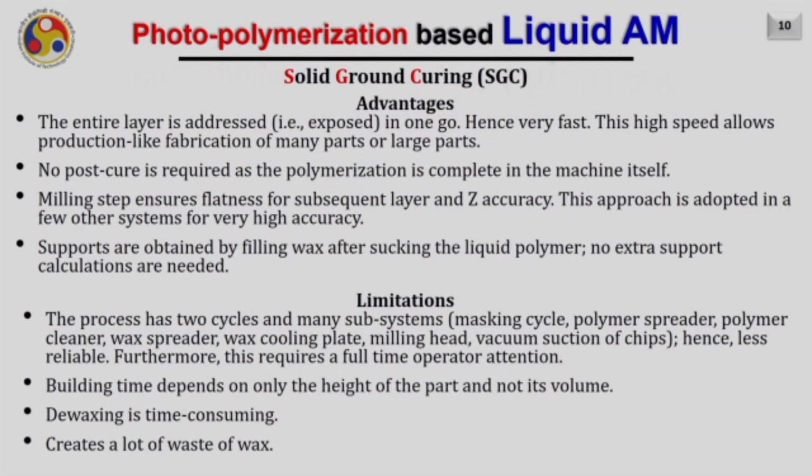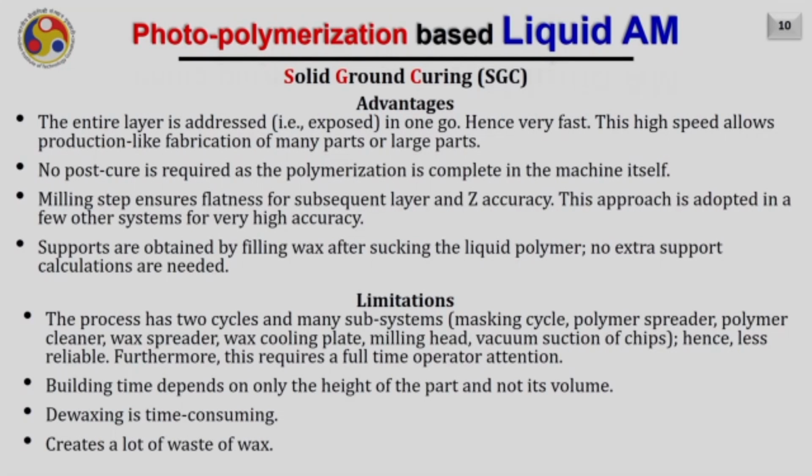So why do we do the complete curing here? Because there is no support material of the same kind. And we know that as the support material is wax, we completely cure it there itself. The milling step ensures the flatness of each and every slice. Therefore, this approach makes the process very accurate. Supports are obtained by filling the wax after sucking out the liquid photopolymer, hence no extra support is required to be generated in the part, and therefore the removal of the wax is quite easy as compared to removing the similar material, as we do in the case of SLA.